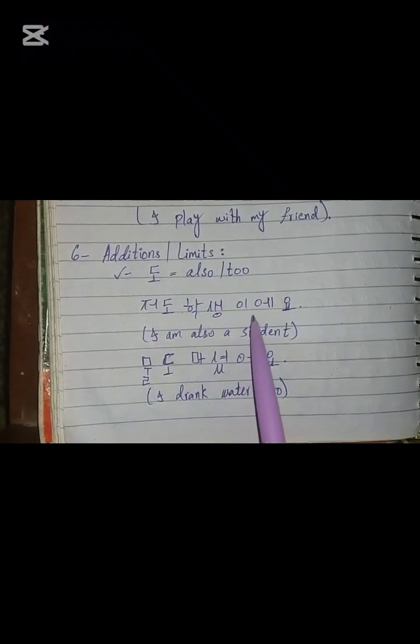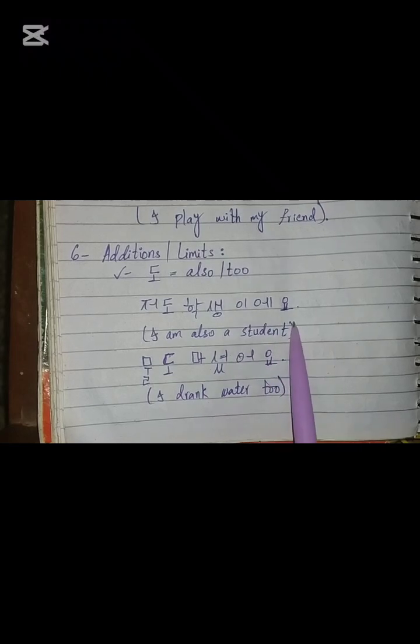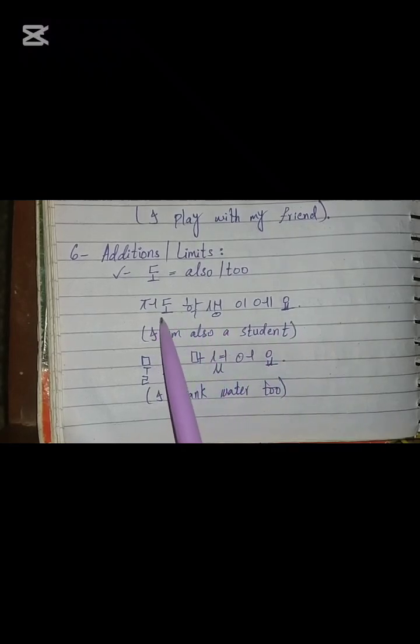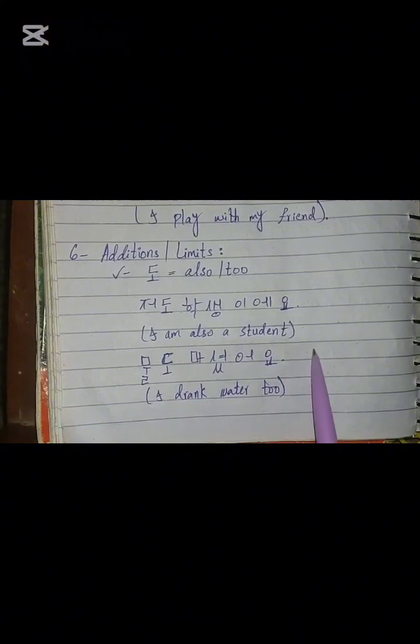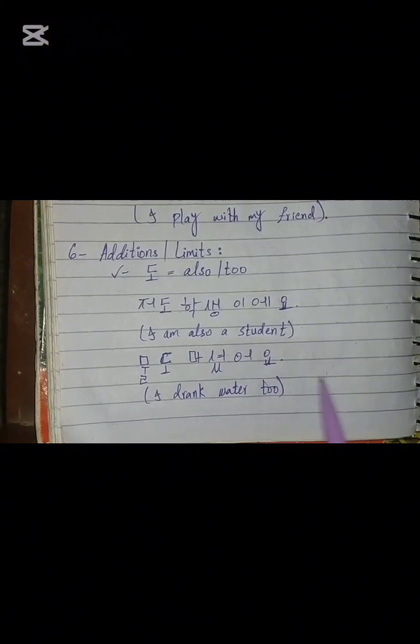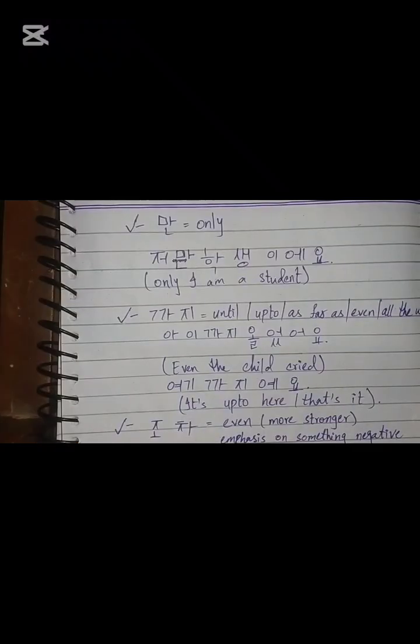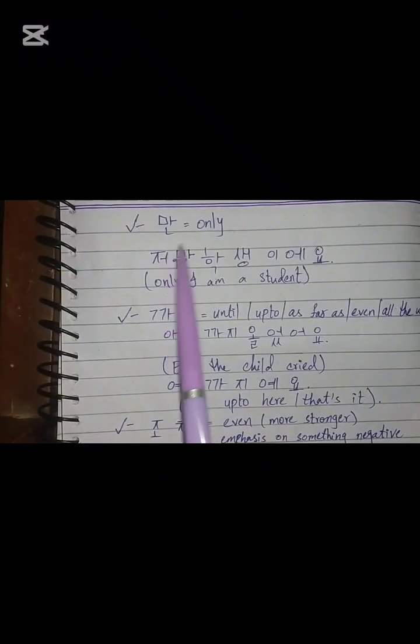저도 학생이에요. I'm also a student. 학생 is basically a student. So 저도 학생이에요. I'm also a student. 물도 마셨어요. I drank water too. So whenever we use also and too, we use do with that. So basically the next particle is man, which means only.